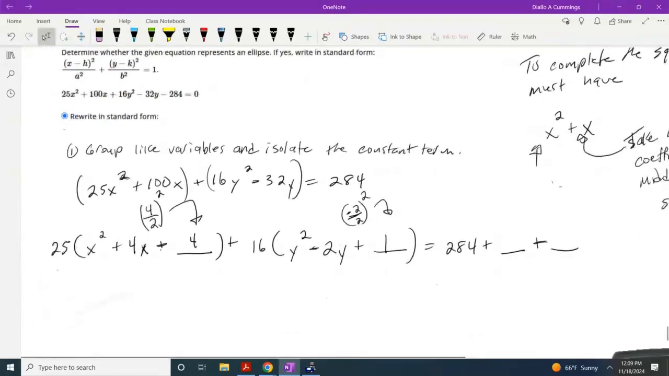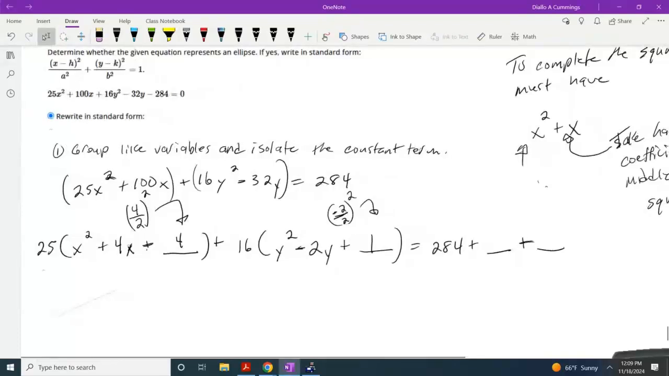All right, now here's where the properties of equality come in. Whatever you do to one side, you have to do the exact same thing to the other side. So if I go back, 25 times x squared is 25x squared. 25 times 4x is 100x. 25 times 4 is what? 100. So I added 100 to the left-hand side, I got to add 100 to the right-hand side. So notice I didn't put 4, because it's factored out of 25. So that's like 100 in disguise.